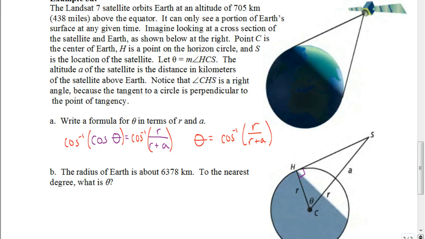So now when it says the radius of Earth is about 6,378 kilometers, to the nearest degree, what is theta? Well, we're just going to plug this into our calculators. It's important to make sure that you do this on your calculator correctly, so I'm going to show you a little trick that's handy and good to know about.